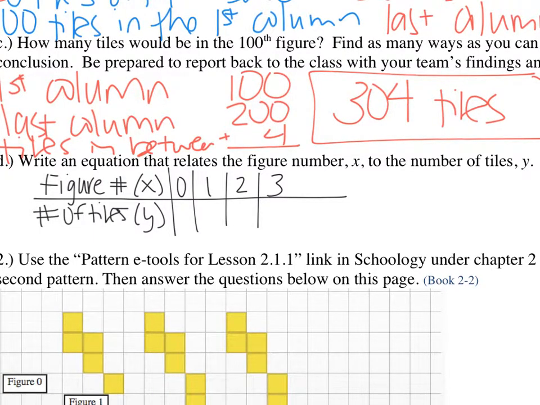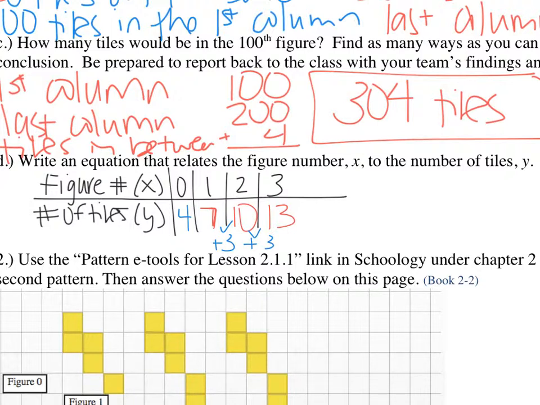For Part D, we are going to write an equation that relates the figure number x to the number of tiles y. So what I did is I made an xy table with x being 0, 1, 2, and 3, and my number of tiles. We know that for Figure 1, it's going to have 7 tiles, and we just got that from the picture. Figure 2 has 10, and Figure 3 has 13. We saw in the figure that we're going to add 3 each time. So if I want to find out Figure 0, I'm going to work backwards. 7 minus 3 is going to give us 4.